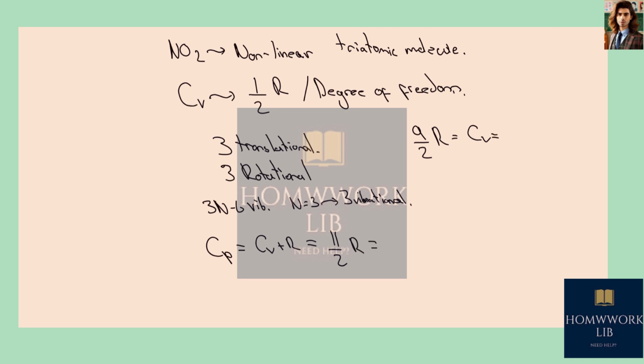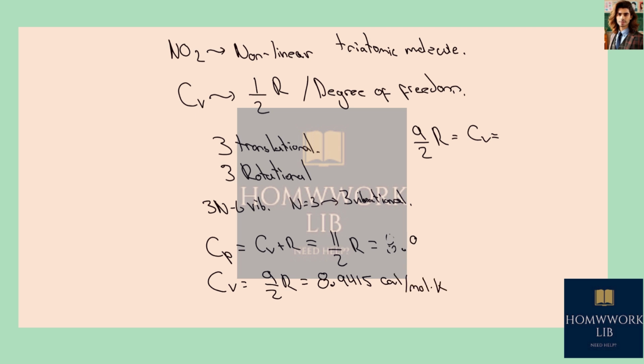So the values that we get when we replace the value for R, let me plug in here below Cv just to have it all together. 9/2 of R are 8.9415 calories per mole Kelvin.